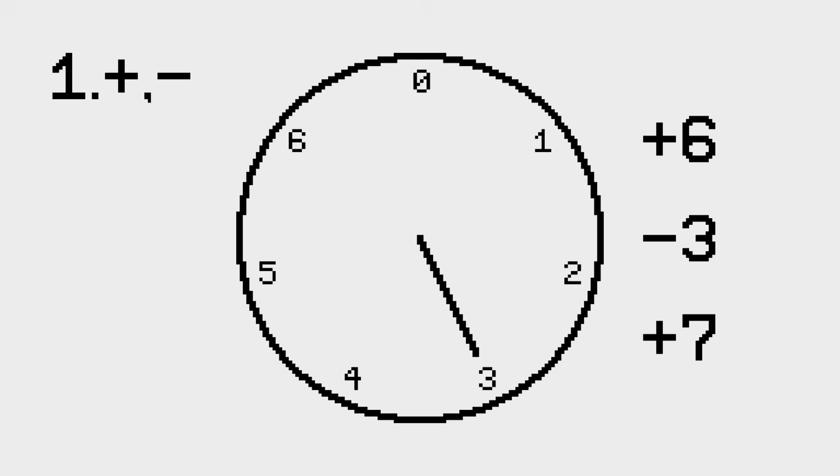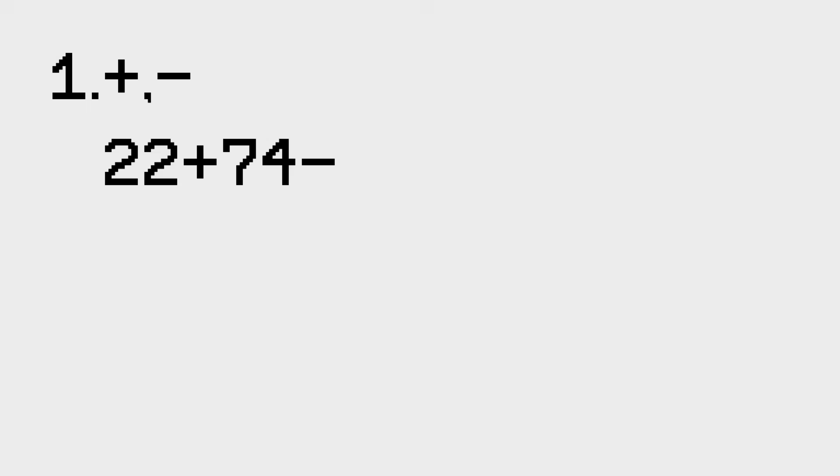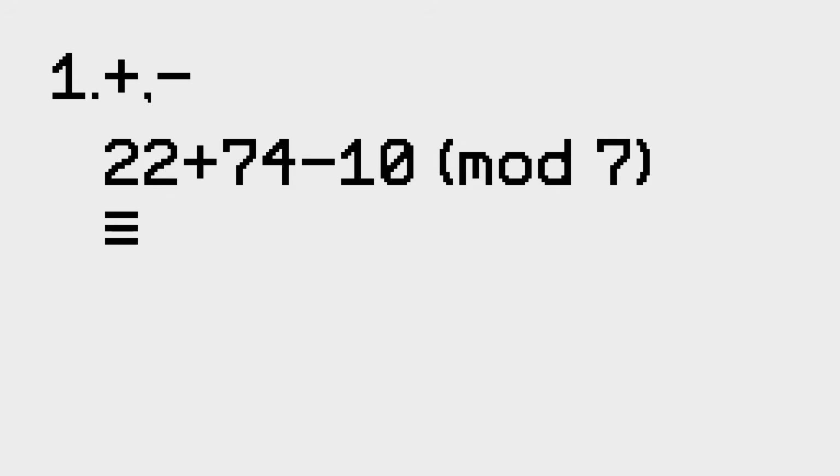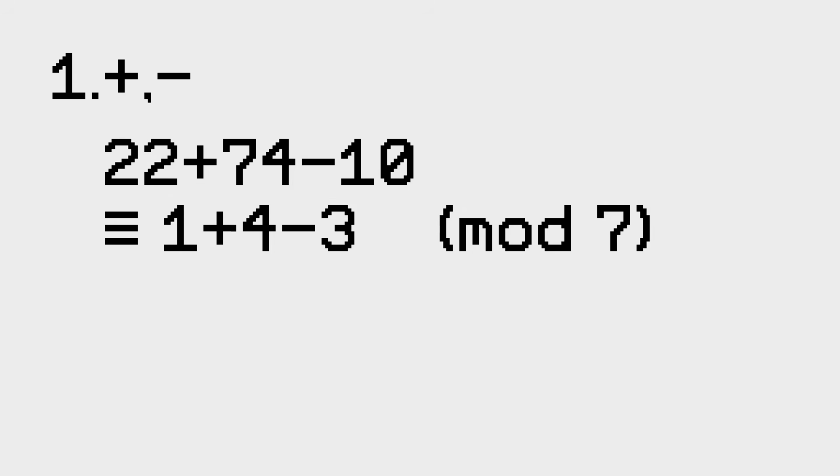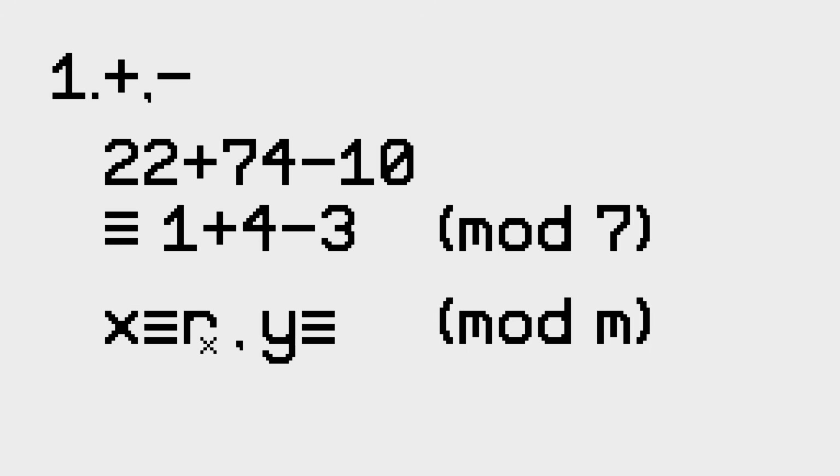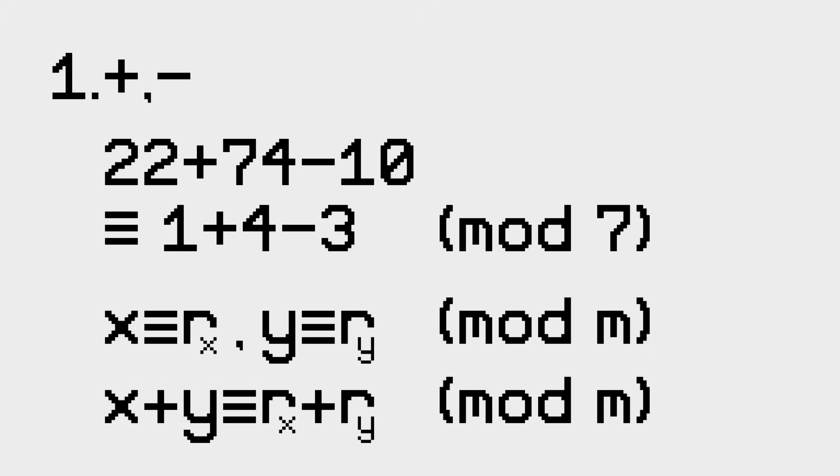So instead of looking at 22 plus 74 minus 10 mod 7, we can reduce it to 1 plus 4 minus 3 mod 7. In general, if you have two numbers x and y, whose residues are r sub x and r sub y, then x plus y can be reduced to r sub x plus r sub y. If you have more terms like in the example, then just reduce all terms.